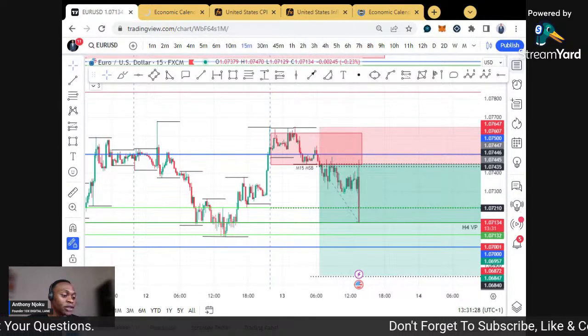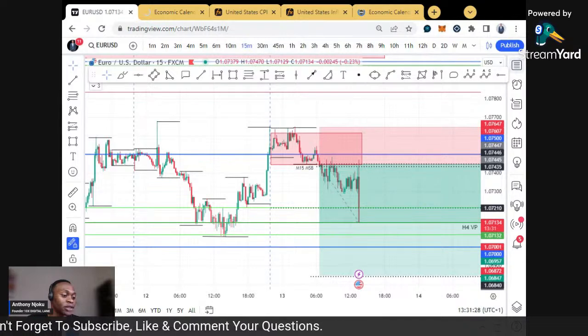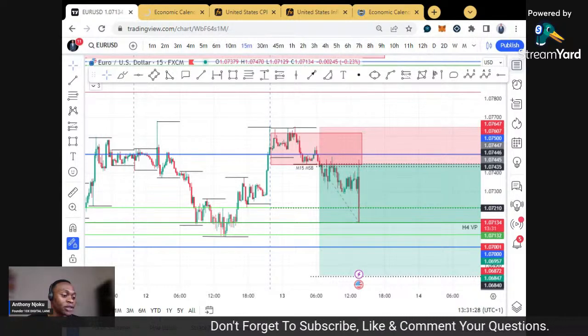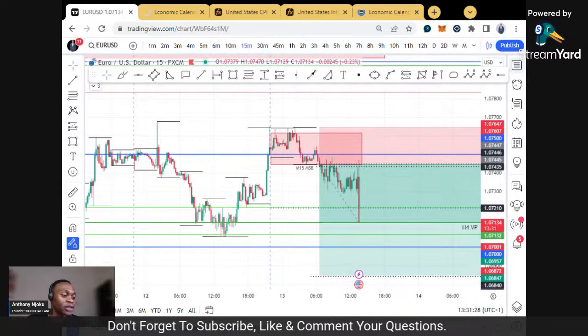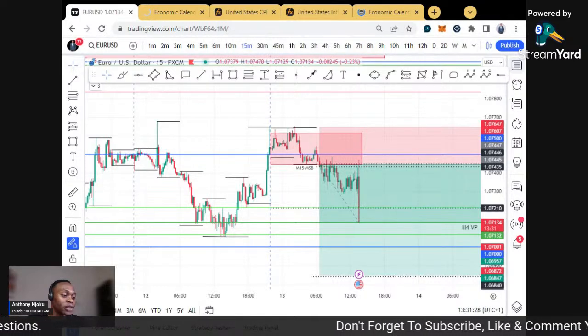Picked out on break even, but I still have other trades running. I sent another signal to the team. We sent Euro NZD to the team for the buy, and that trade is running profitably.